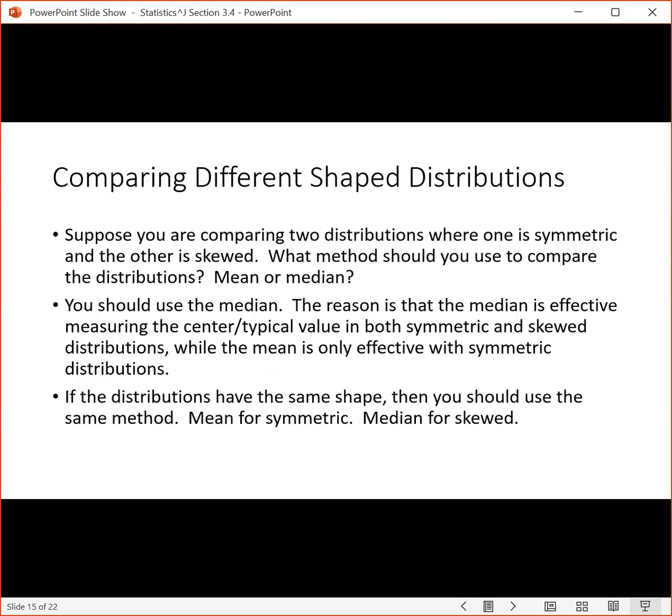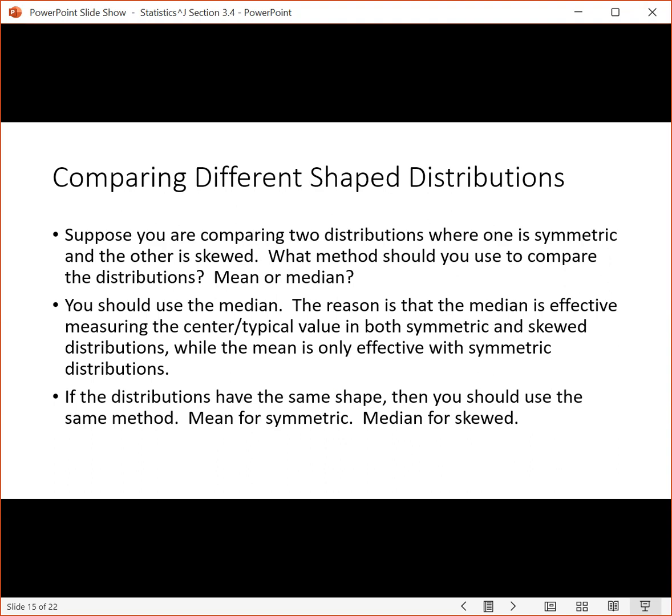All right, so suppose you're comparing 2 distributions where one is symmetric and the other is skewed. What method should you use to compare the distributions? Should you use the mean or should you use the median? The answer is you should use the median. The reason is that the median is effective at measuring the center or the typical value in both symmetric and skewed distributions, while the mean is only effective with symmetric distributions.